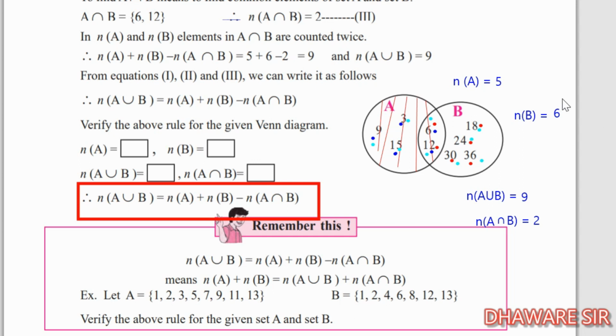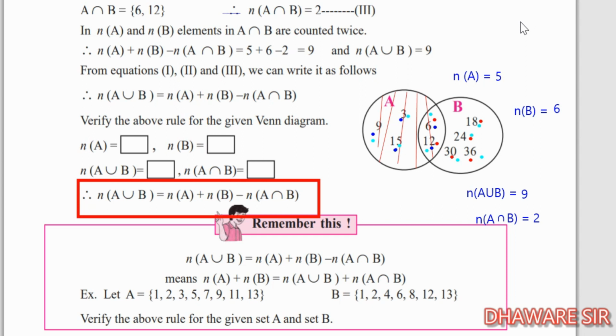So they have given us the activity and we can solve this activity like this. Write the number of elements. How many elements are there in n of A? Let us write here. The elements are how many? 5 elements. So we can write here 5. How many elements in the set B? There are 6 elements in set B. Then how many elements in A union B? It means total elements. There are 9 elements. So we can write here 9. And how many elements in the A intersection B? There are 2 elements.